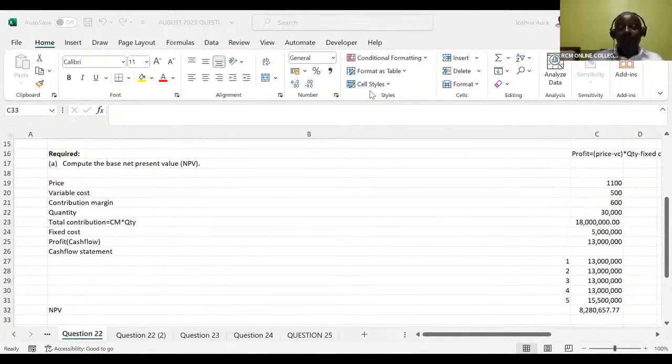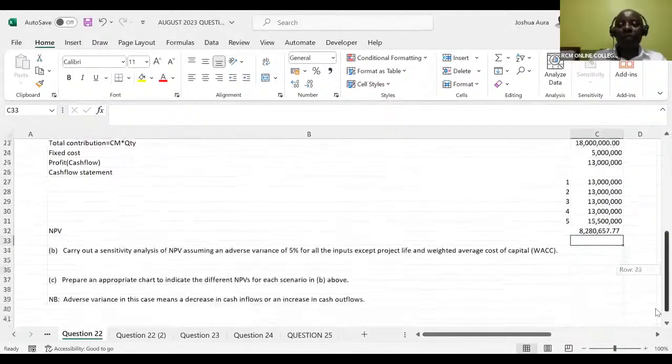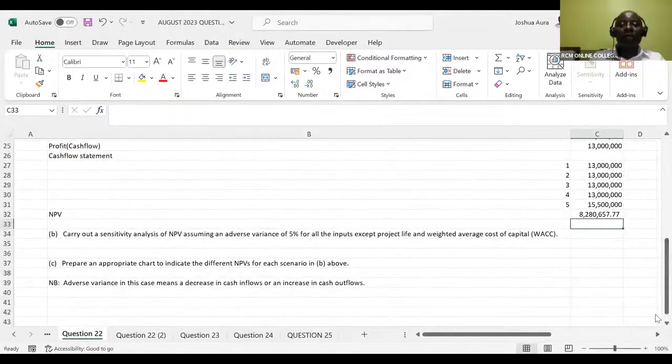Now, ladies and gentlemen, from there, they want me to do the second part of the question. The second part of the question wants me to carry out a sensitivity analysis of NPV, assuming an adverse variance of 5% for all the inputs except project life and WACC.